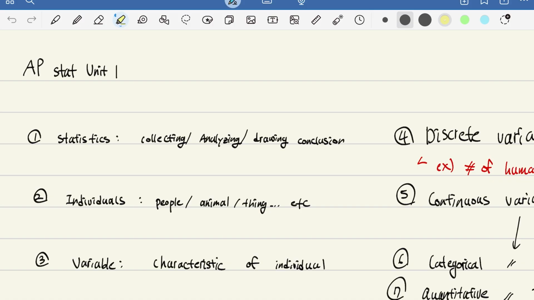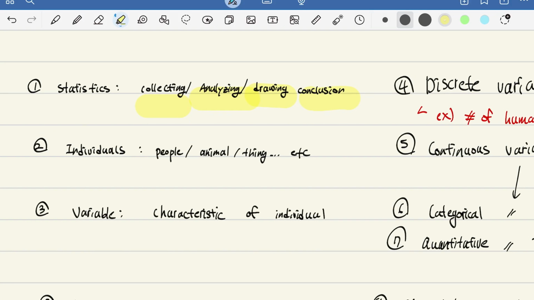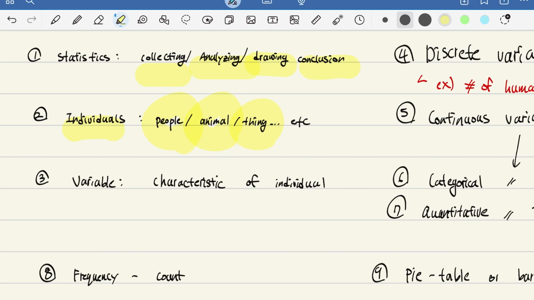So to start with, statistics is collecting, analyzing, and drawing conclusions from a dataset. And in statistics, there are two main factors that influence the statistics. The first one is the individuals. The individuals are the things that we measure, like people, animals, things, or a bunch of objects. And the second factor is variables, which are the characteristics of individuals.